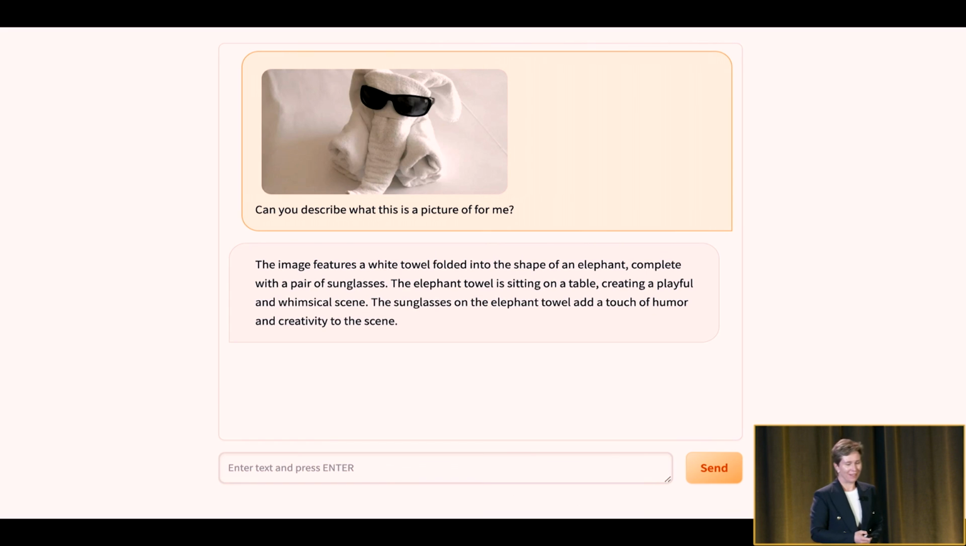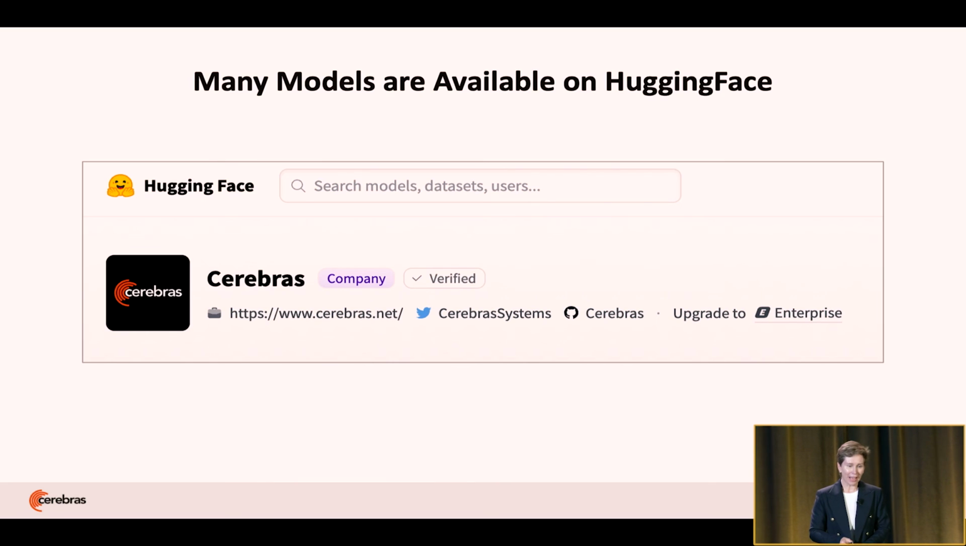Another example: my colleague actually folded this towel with the sunglasses, trying to trick the model, and the model got it right. That tells you that the model is actually capable of understanding what's inside the image. It's not only about textual context, it actually understands what's in the image. So that's, I think, really exciting, and we are looking forward to seeing what else we can build out of these models. Many models that we train are available on Hugging Face.